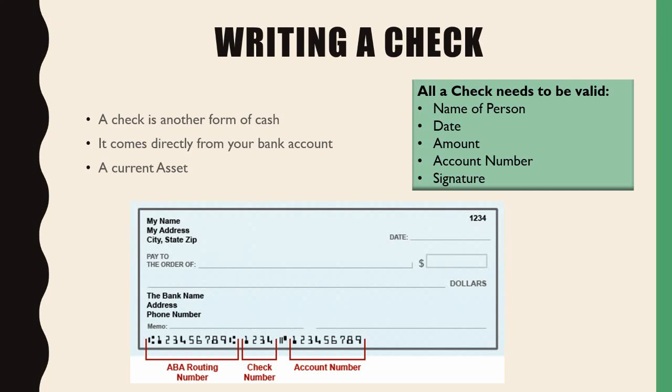Number 1 needs to be the name of the person that you're paying. If you don't have the name of the person you're paying, this check is invalid. Why? Because who is this check going out to? If it's not filled, then there's no point. The date is also very important because this allows you to give a time frame on when a person is able to cash out this check. So with dates, you can select when the check is available to cash out.